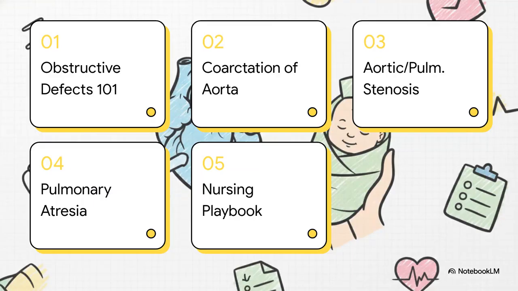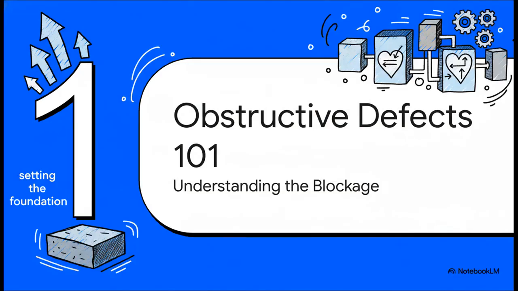So here's our game plan for today. We're going to treat each one of these conditions like a case file. We'll break down the must-know assessments and the key interventions. All the stuff you need to know not just to pass a test, but for that moment you're standing right at the bedside. Okay, so we've got the basic idea down. Something is blocked. But where can these blockages happen, and what does that actually mean for the patient? Let's crack open our first case file and find out.